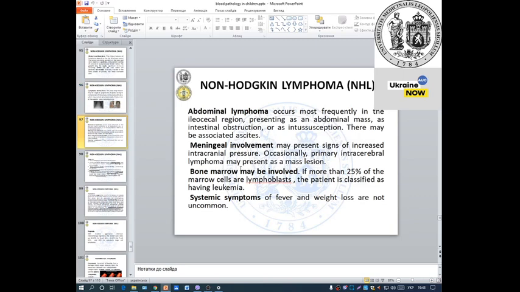Abdominal lymphoma presents as an abdominal mass with intestinal obstruction and associated ascites. Bone marrow and central nervous system may be involved. Systemic symptoms of fever and weight loss are not uncommon.